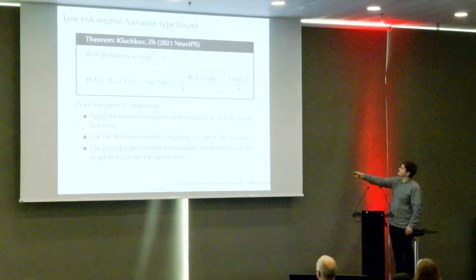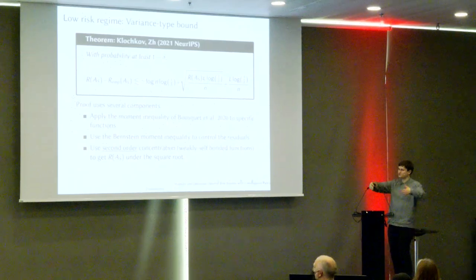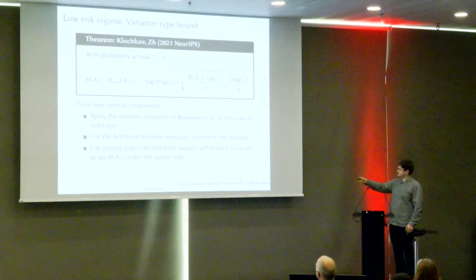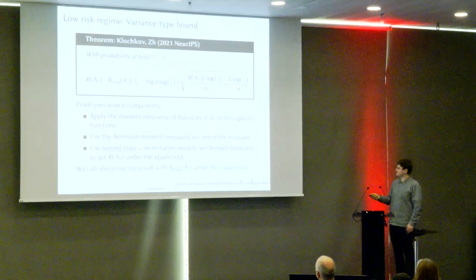under, it's a random variable, yeah? It's a risk of a rule trained on a random sample under this square root. Yeah, but it's kind of state of the art for uniform stability.